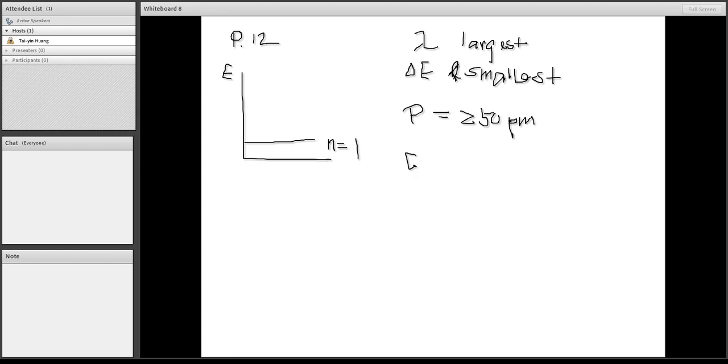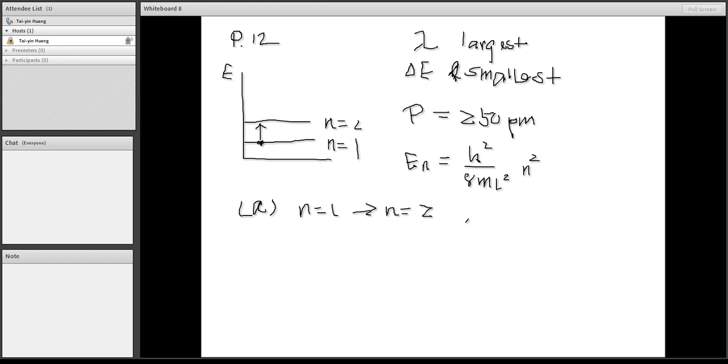The energy for an electron trapped in the infinite potential well is h squared over 8 m L squared, times n squared. For part A, the longest wavelength: if you want the largest wavelength, the change in energy has to be the smallest. That is accomplished when the electron changes from the ground state to the first excited state, when n goes from 1 to 2. That gives you the smallest delta E, which means your lambda will be the largest.